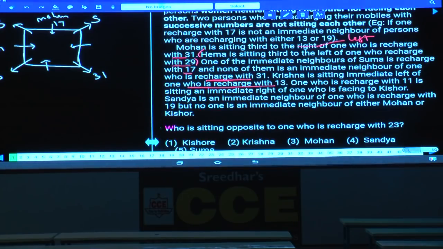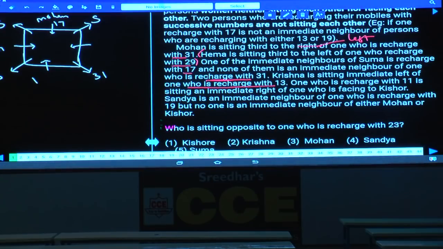Now Krishna is to the immediate left of the one who recharged with 13, and this 13 must be where? Yes, tell me, where should this 13 be? 13 must be at the corner. Why is 13 at the corner? Because Krishna is sitting to the immediate left of the one who recharged with 13. Hence Krishna must be at the center of this one, and immediate left of the one who recharged with 13.